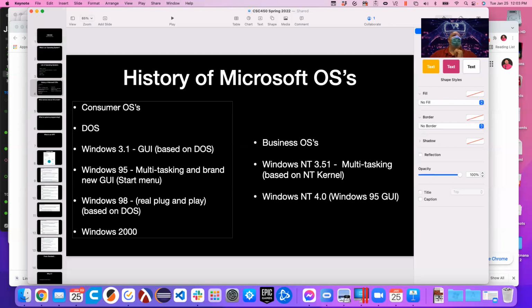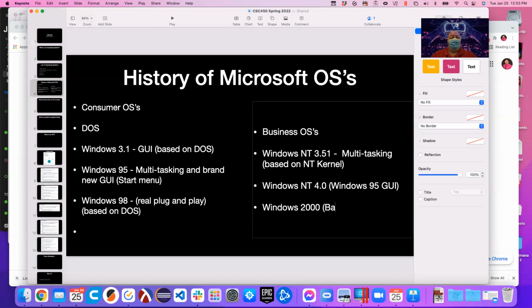What did this guy bring? To this day, Windows 2000 is still one of the most popular operating systems that's ever existed. There are still businesses running it today. But there's a little bit of a problem here. What's the problem here? It should be on the business side of this list because it's based on the NT kernel.